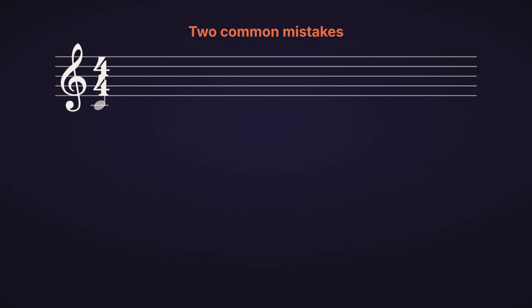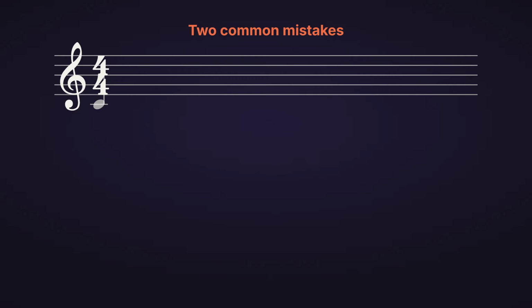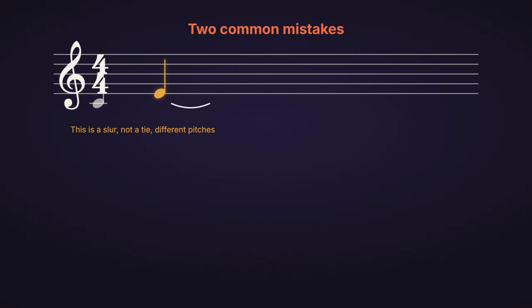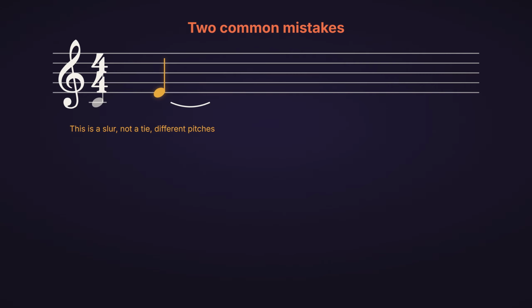Two common mistakes to avoid. First, writing a tie between two notes of different pitches. A tie only works between two notes of identical pitch. If the pitches differ, the curved line becomes a slur, a phrasing mark, not a duration extension. The visual symbol looks identical but the meaning is completely different. Read them differently and play them differently.